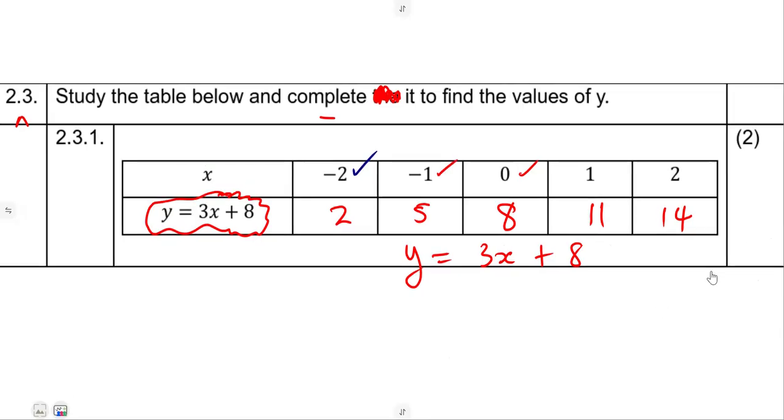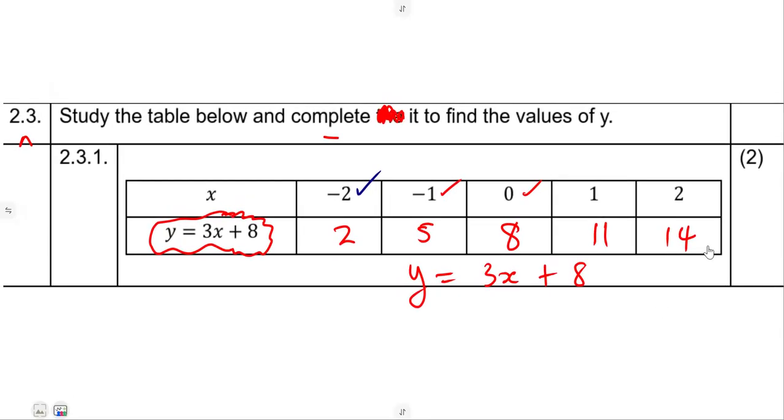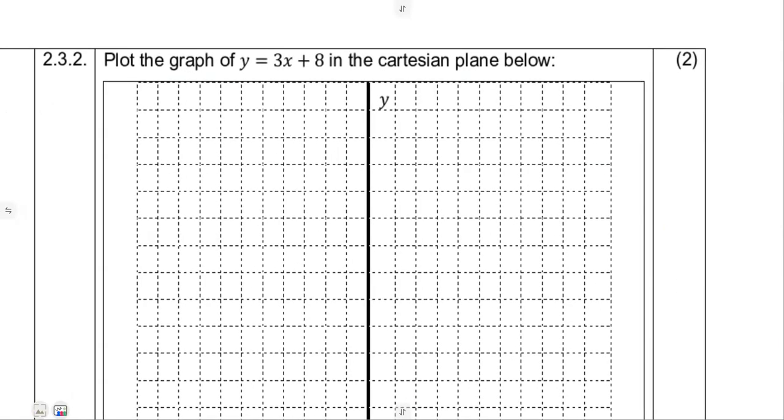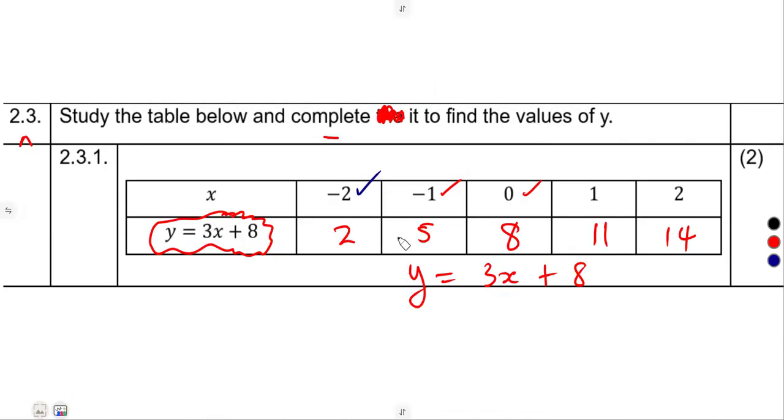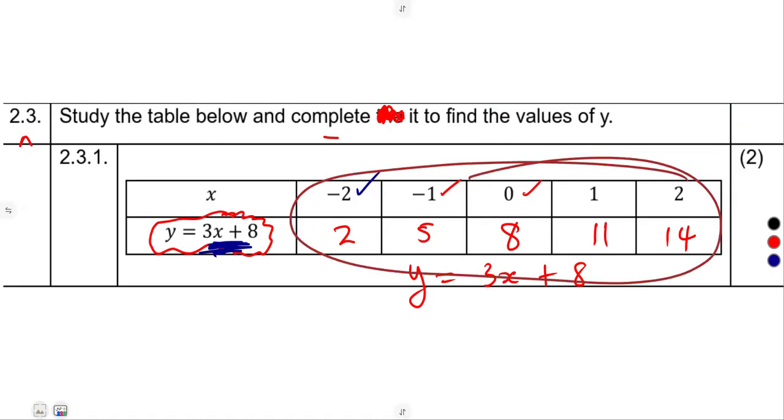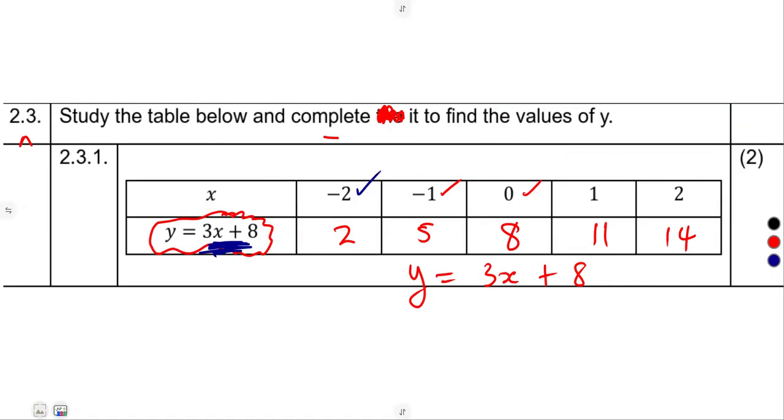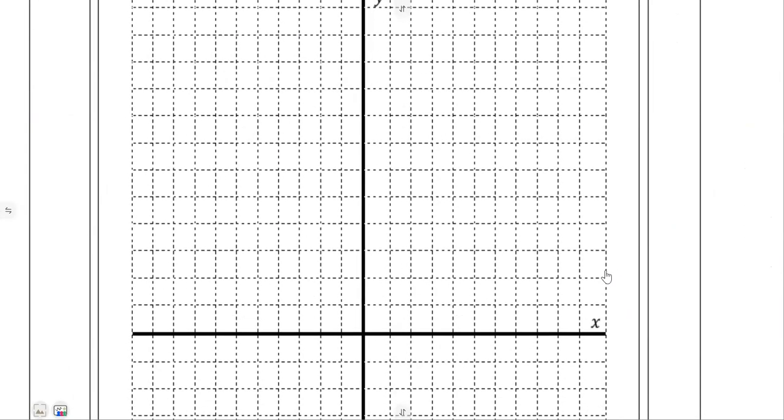Then with this, we can draw the graph as we are given in 2.3.2. They wanted us to plot the graph of y is equal to 3x plus 8. That is the one we have been working with. So we already have the equation and we have the table. Using this table, you're going to simply mark the points, then draw the graph. As you can see, we have values up to 14 for y.